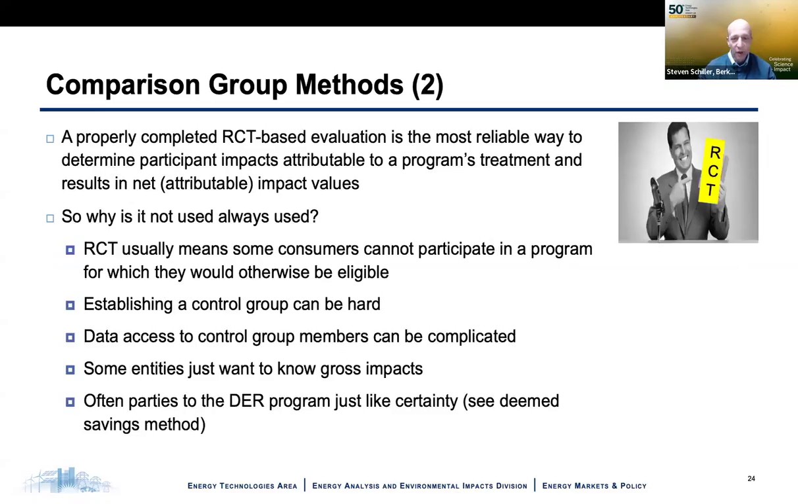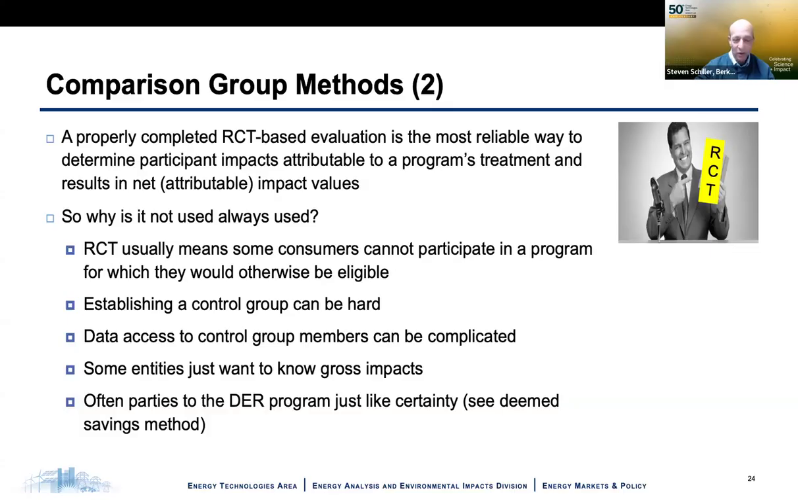So those control groups are again the most reliable way to determine the impacts of participants attributable to that program treatment. So if it's really the best way, why isn't it always used? Well, when you select consumers to not participate, you're basically telling some of your utility customers that they can't participate in a program. There can be some fairness issues to that, but also, why would you want to separate out a group of people that you want to actually participate in the program?